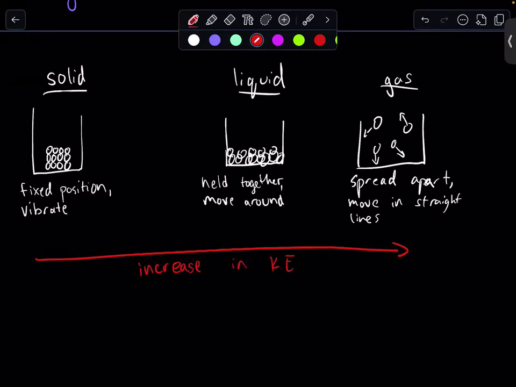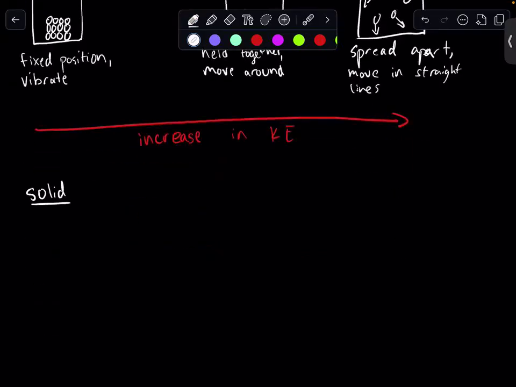So, this is how they look on the particle level. We're going to talk a little bit about what defines them. So we have our solids first. In our solids, we cannot compress them. There is no compression. The solids are already very closely packed together, as we can see here. They can't really get any closer to each other. Furthermore, they have very strong attractive forces holding them together. Strong attractive forces.